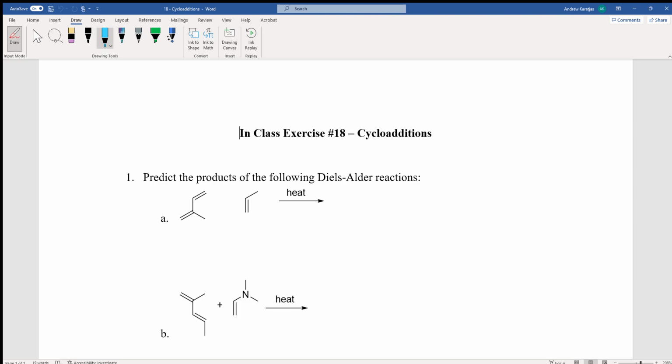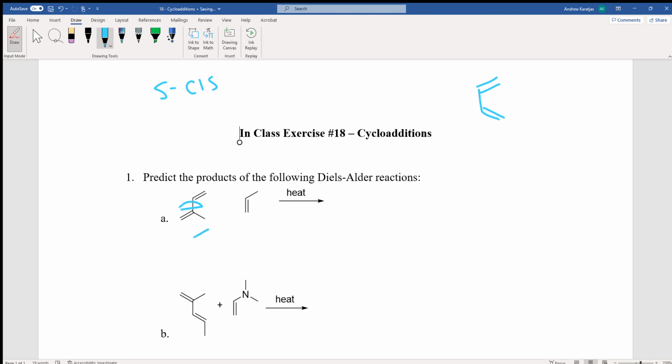What I would suggest in doing these is to start by redrawing any of your dienes that are not in the S-cis conformation. Recall that the S-cis is what we need for a Diels Alder, and is when the diene is in that conformation. So for the way that I've drawn most of these, that's going to require rotating about this central bond here.